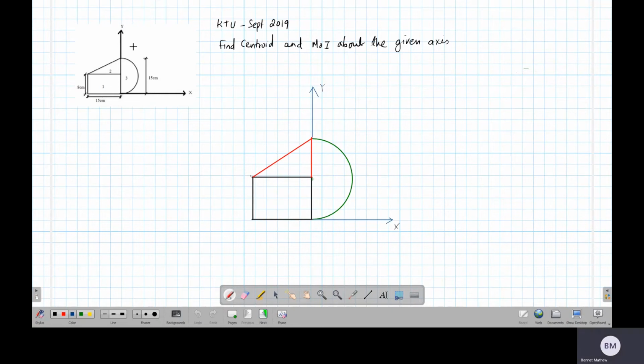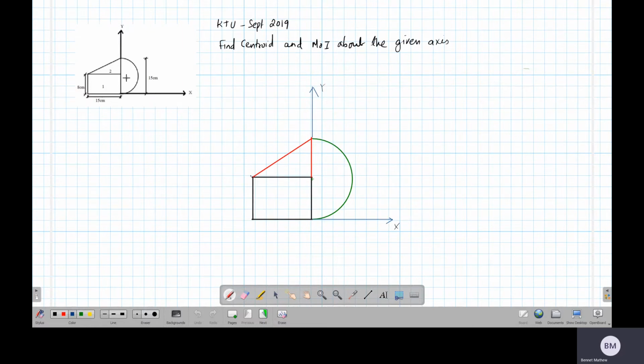So we are doing previous year problems. This is another problem which was asked in KTU in September 2019, engineering mechanics. The question is to find the centroid and moment of inertia of the figure about the given axis. In this video we will try to find the centroid, and in part 2 of this video we will try to find the moment of inertia, right?